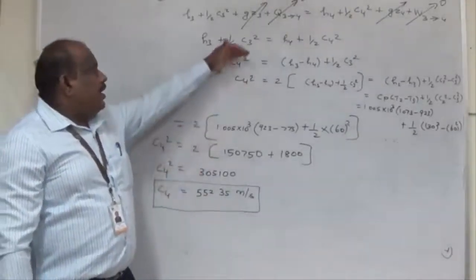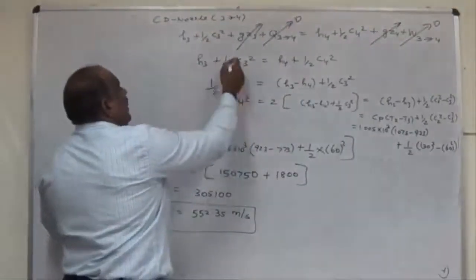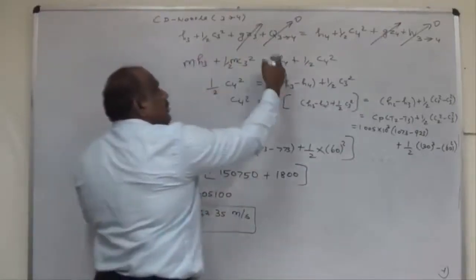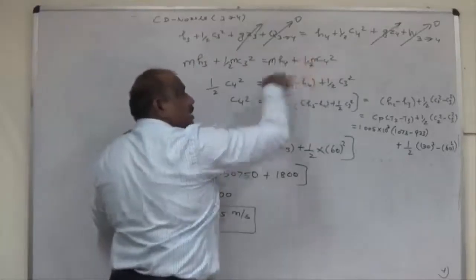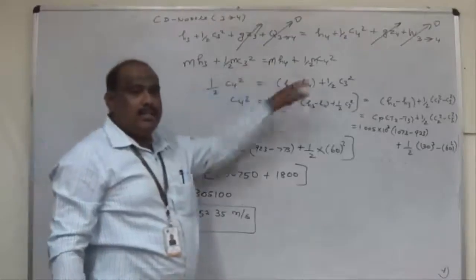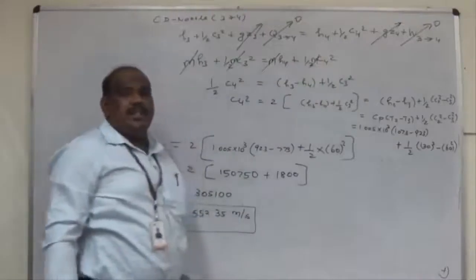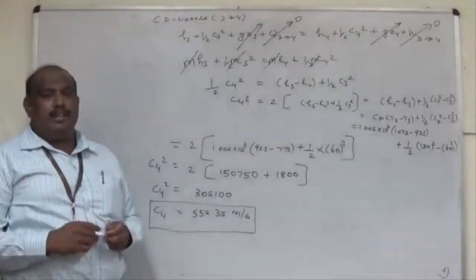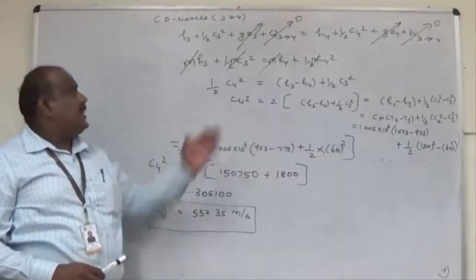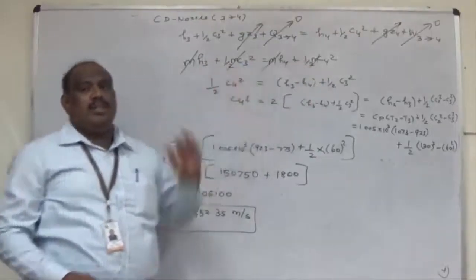Otherwise, I can show this in the same expression. What is kinetic energy? It is half mv squared. Enthalpy is m into H3, and m into H4. Kinetic energy is half mv squared. So all the terms contain mass. So we can strike off the mass, which means the velocity is independent of the mass being taken. So in the examination, please don't multiply by 2 for the velocity.